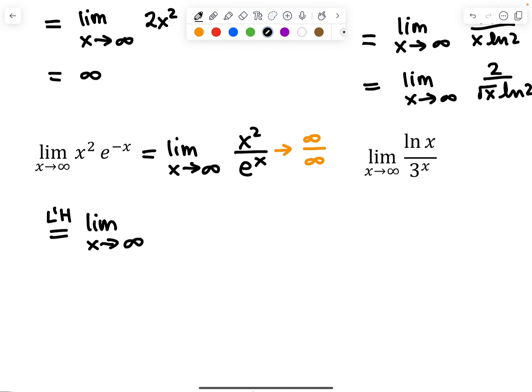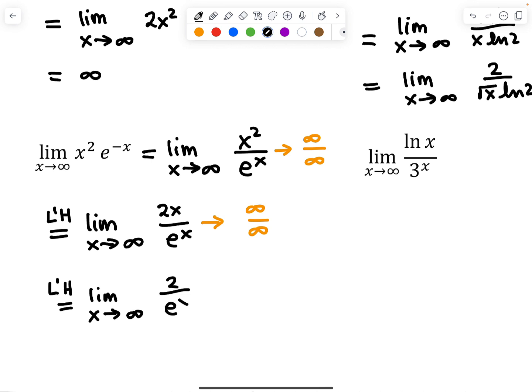The derivative of the numerator is 2x. The derivative of the denominator is just itself. This still approaches infinity over infinity. So we do L'Hopital's rule again, and the derivative of 2x is 2, and the derivative of e to the x is itself still. This now approaches a finite number 2 over an infinity. This is not an indeterminate. In fact, it's 2 over infinity, which is effectively 0.